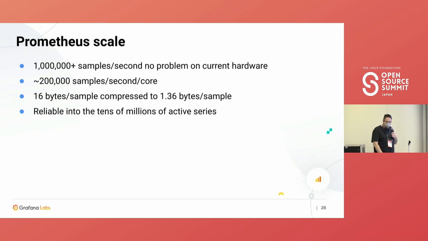We compress those 16 bytes, because 2 × 64 bit from earlier, if you remember, to consistently 1.36 bytes per sample. So there's very good compression built into the system. And a Prometheus server itself is reliable into the tens of millions of active series. The largest Prometheus I know of has 125 million active series, as in data which it actively ingests again and again and again, usually every 10 to 60 seconds.